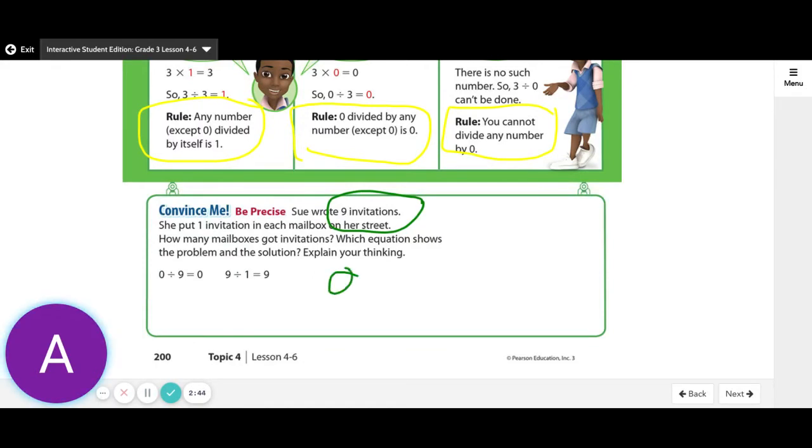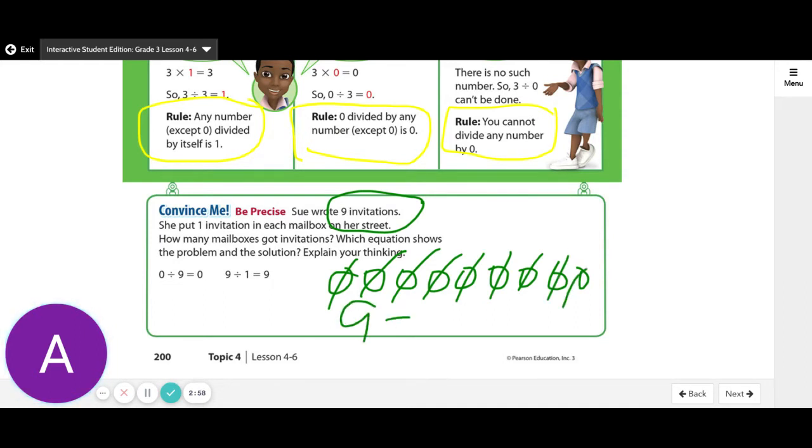We have 9 invitations. 1, 2, 3, 4, 5, 6, 7, 8, 9. She's putting 1 in a mailbox. So here's a mailbox, here's a mailbox, here's a mailbox. That's 3. There's 6, and there's 9. So we would want to think about 9 divided by 1. 1 in each mailbox would get us 9 mailboxes. So 9 divided by 1 would be 9. And I know it's not 0 divided by 9 because we didn't start with 0 invitations. We started with 9 invitations.